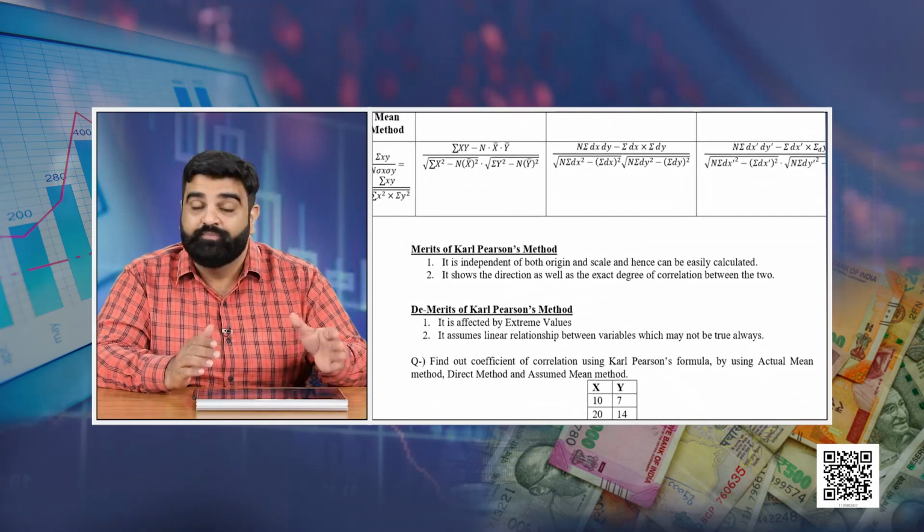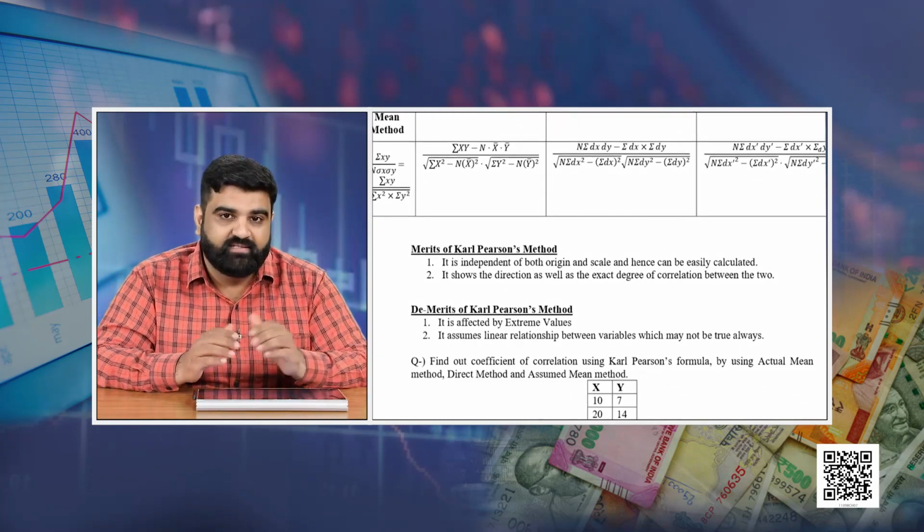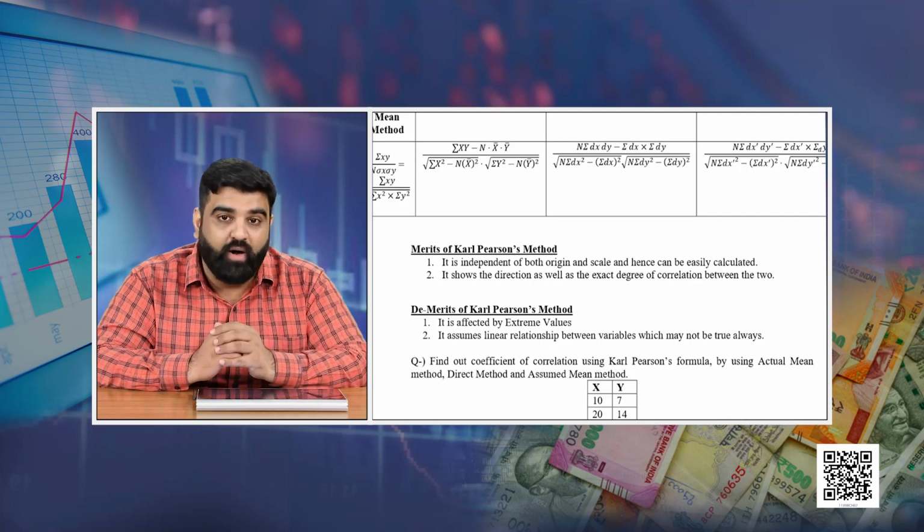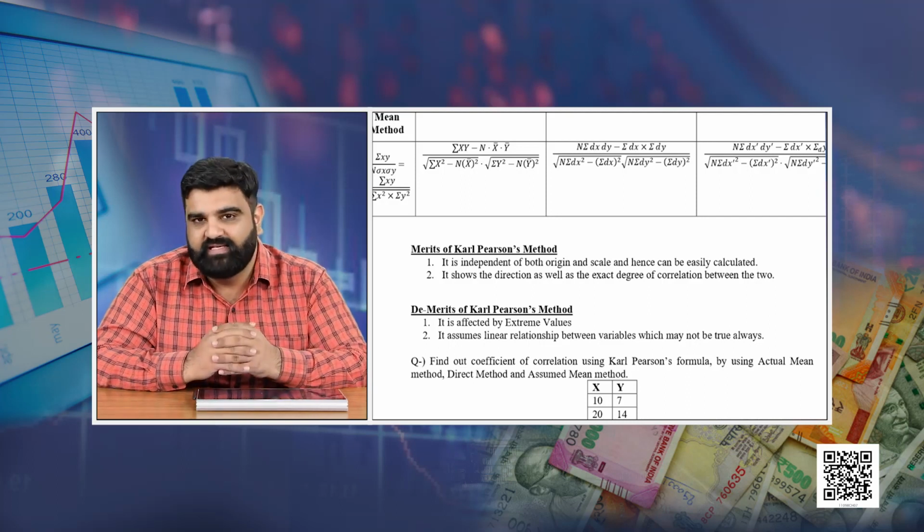The first merit of Karl Pearson's method is that it is independent of both origin and scale and hence can be easily calculated. Similarly, the second merit says that it shows the direction as well as the exact degree of correlation between the two variables. But there are some demerits as well.